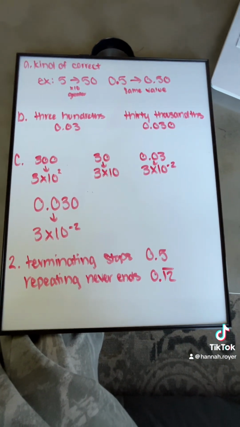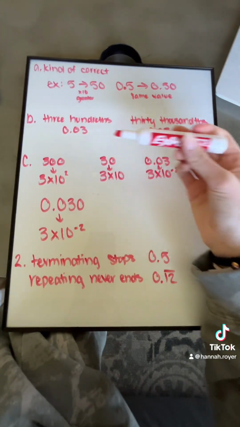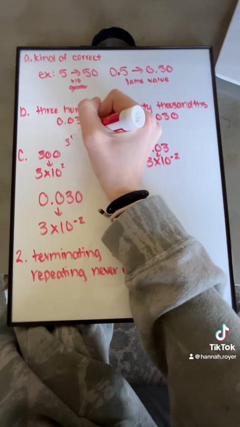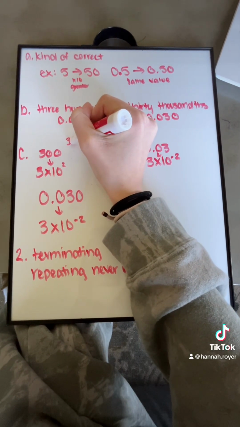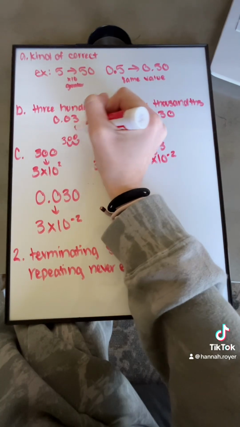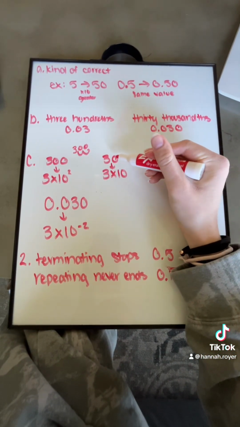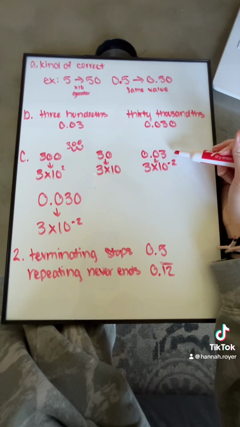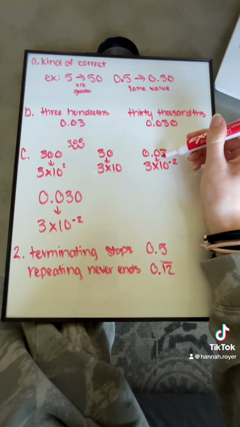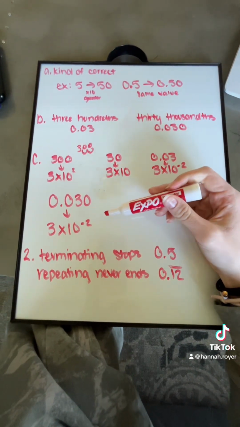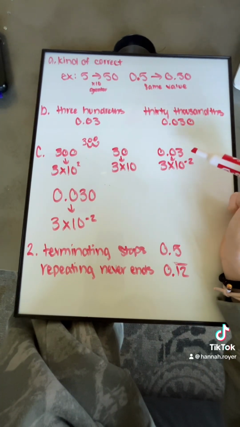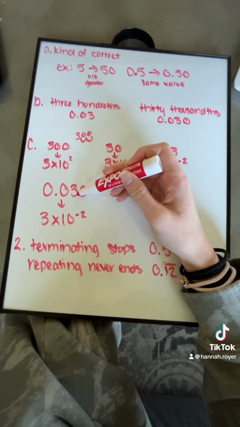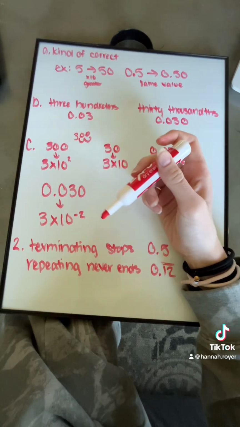For C, I said 300 was 3 times 10 to the power of 2 because if you start with 3 and your decimal is here and then you go over 2, that would make it 300. But with 30, it would be just 3 times 10 because 3 times 10 is 30. And then 0.03, you would start in front of the 3 and go -2. And then for the last one, would be the same as this one because the same value, you would just start here at 3.0 and go down 2.